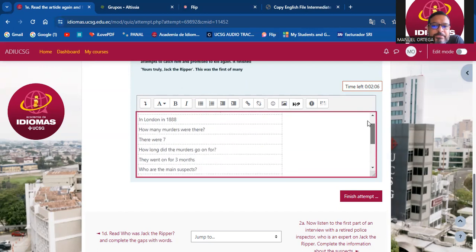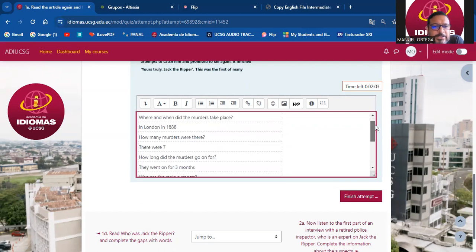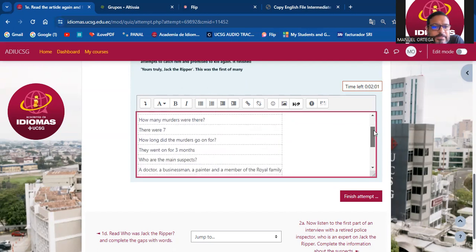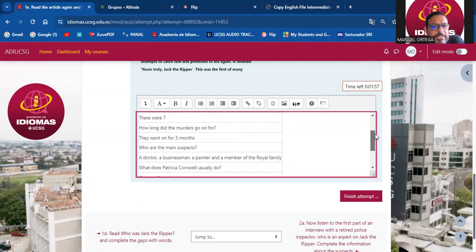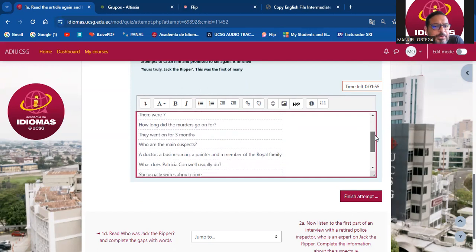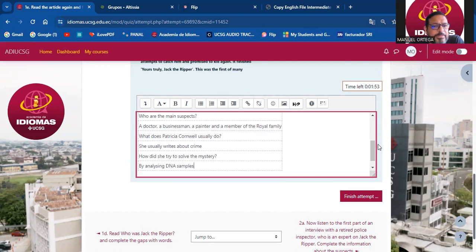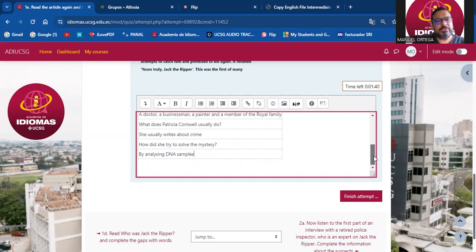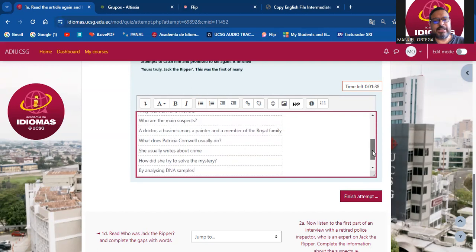So there you have number 1 in London, 1888. How many murders? 7. How long did the murders go on for? 3 months. Who are the main suspects? A doctor, a businessman, a painter, and a member of a royal family. What does Patricia Cornwell usually do? She usually writes about crime. And how did she try to solve it? By analyzing DNA samples. There you have the answer.